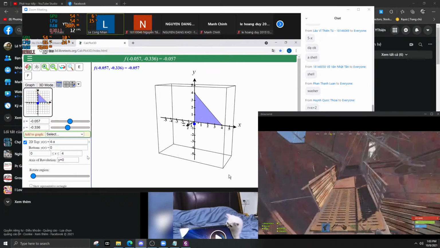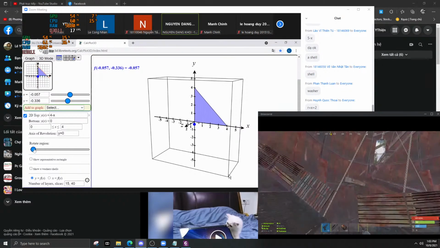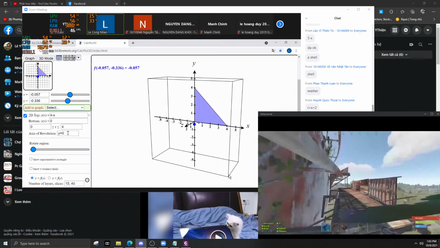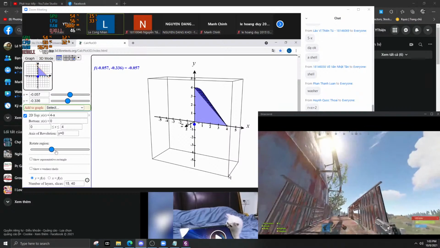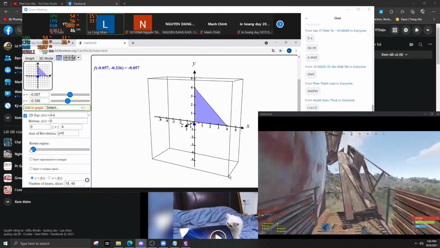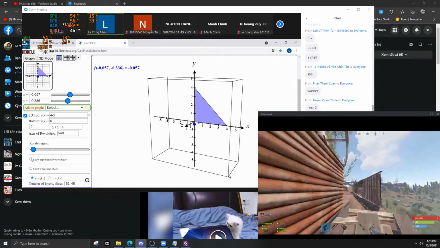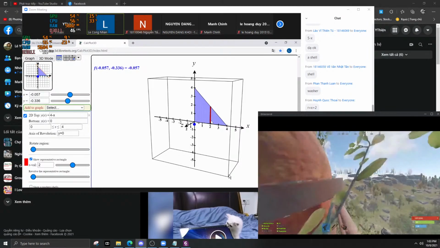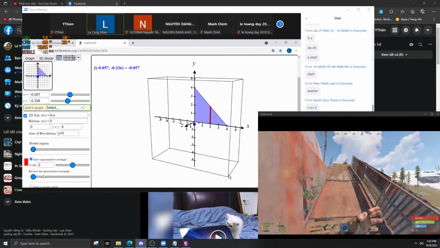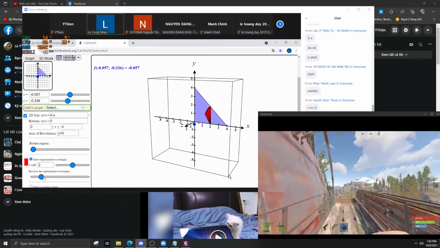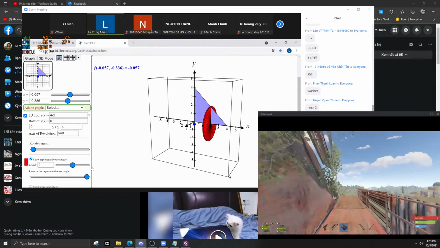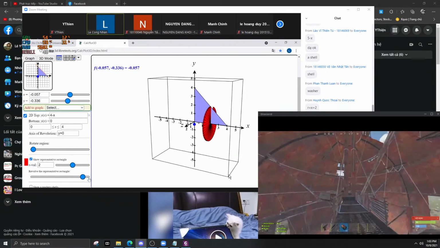And so what about the representative rectangle? If we rotate this region about the x-axis, which has the equation y equals 0, then we get the solid of revolution. So this is the vertical representative rectangle, and if we revolve the representative rectangle about the axis y equals 0, that is the x-axis, we get a disc. As you see, we get a disc.